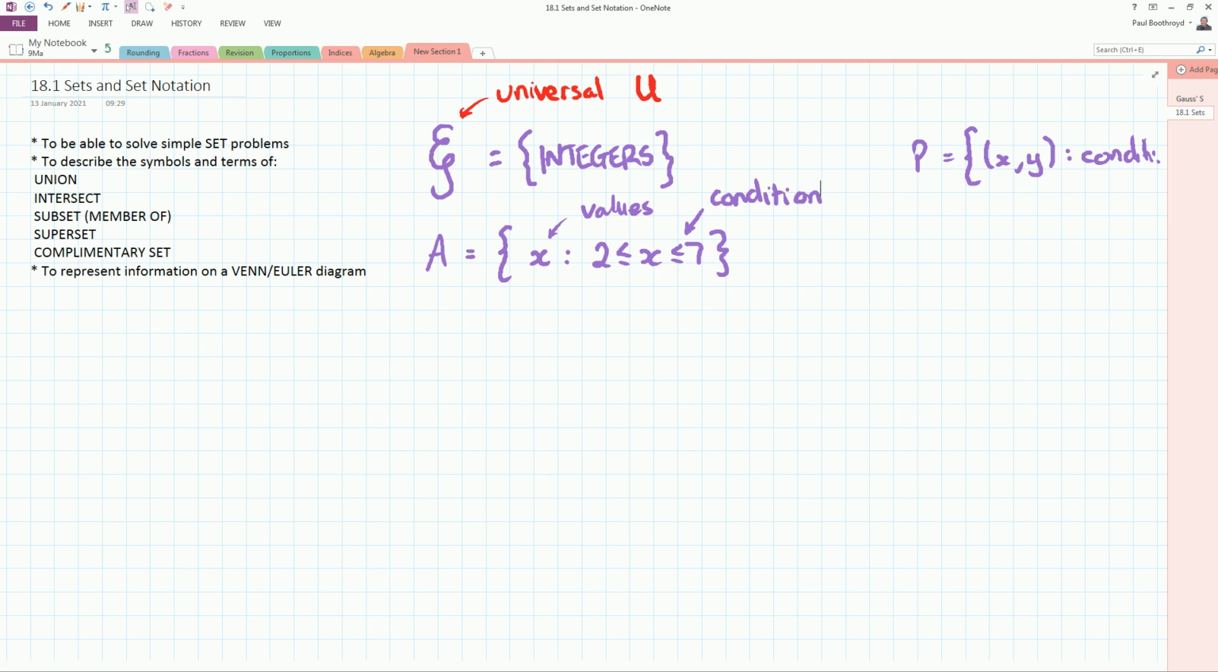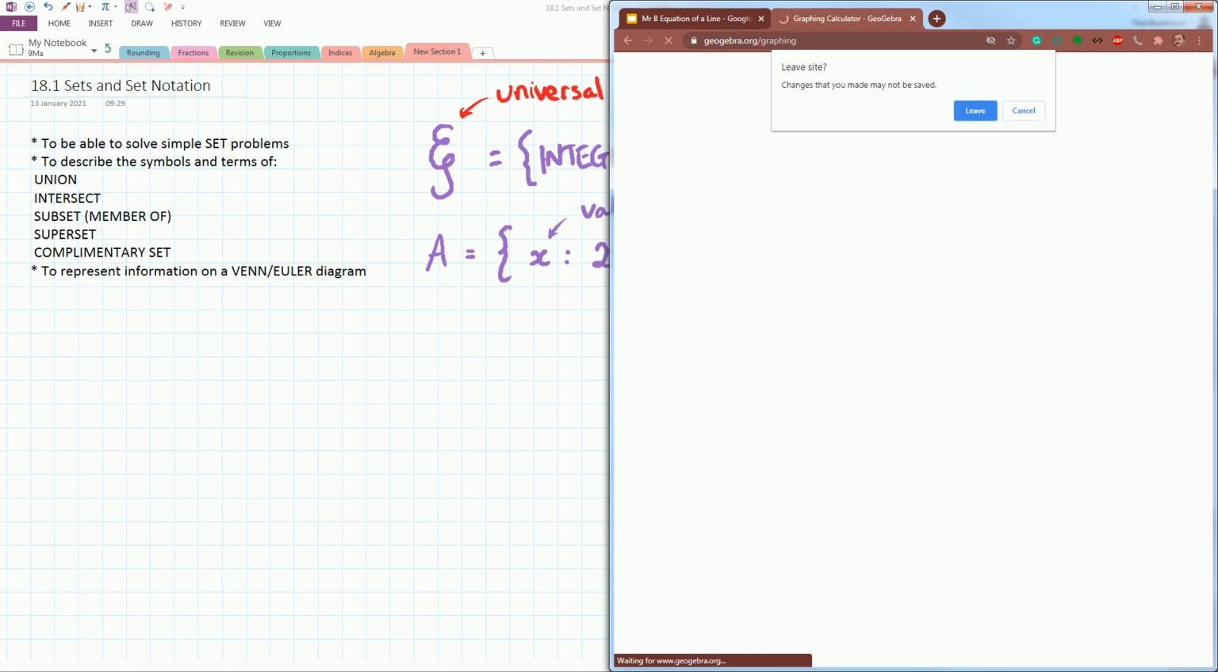What am I getting at? I am sharing this screen, aren't I? Looks like it, yeah. What's that point flashing for then? Oh, it's the graphing calculator.